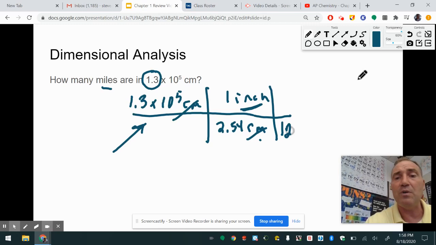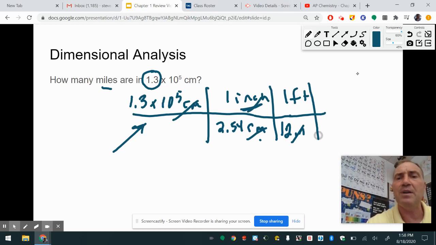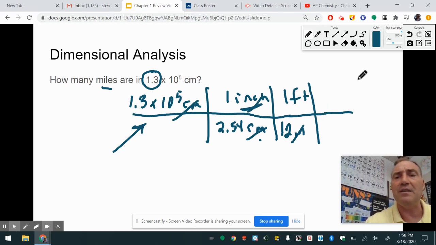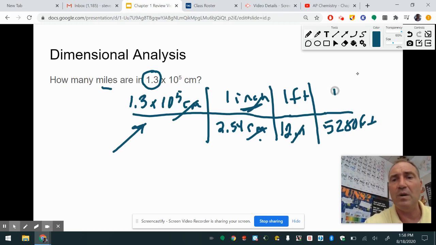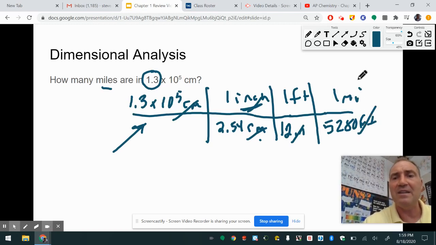Okay, then I know that there's 12 inches in 1 foot, and then inches cancel out. So I can set that up. And then I know that there's how many feet in a mile? A lot of people know this random fact. It's 5,280 feet is equal to 1 mile. And then those get canceled out.